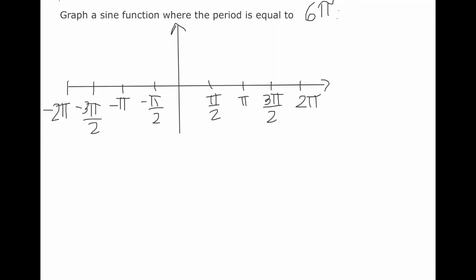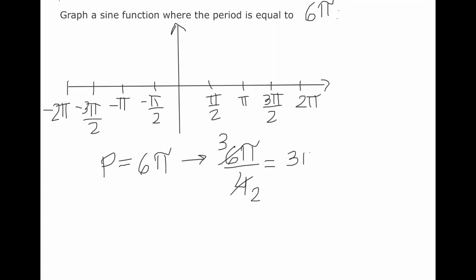Okay, let's do another example now. Graph a sine function where the period is equal to 6 pi. So once again, if my period is equal to 6 pi, I can find the interval between my critical points by doing 6 pi divided by 4. I can simplify top and bottom by 2, and I get that the interval between my critical points is 3 pi over 2. So let's find that in the graph.